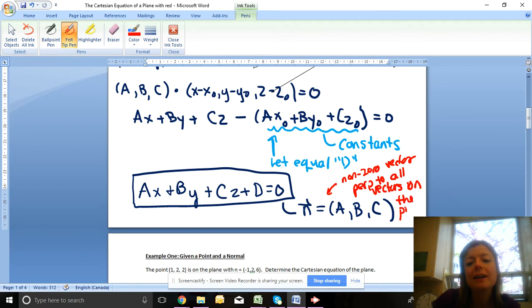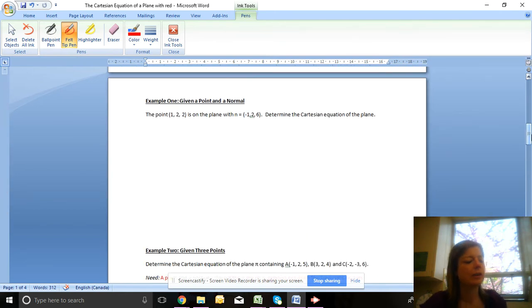Okay, so any vector on the plane will be perpendicular to that. So that is good because that will help you. That means the dot product between the normal and any vector on the plane is equal to 0. Okay, so let's go through some examples.